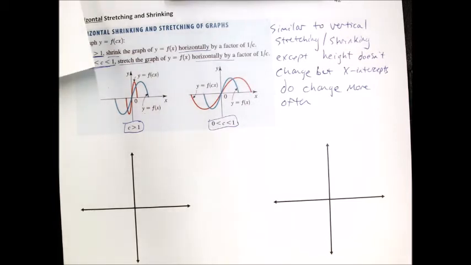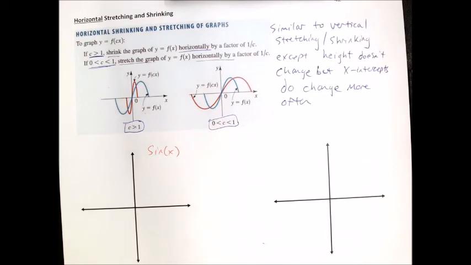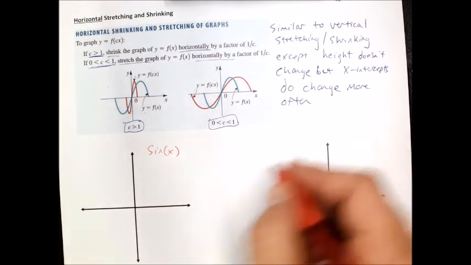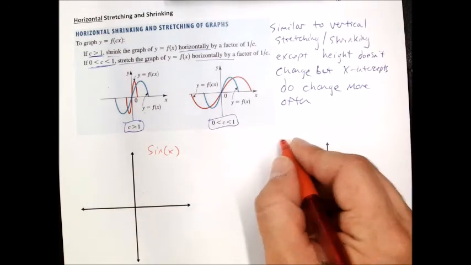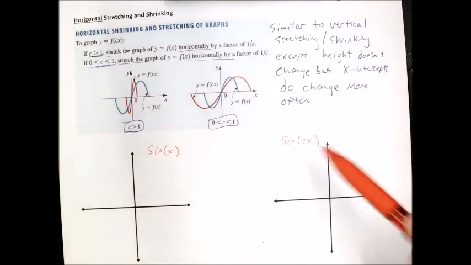I'm going to start by just looking ahead to something in the trig section, which is the sine graph. I know we're not talking about this yet, but it's really nice to see a horizontal shrink in a sine graph. So I'm going to draw sine of x on this page, and then I'm going to draw sine of 2x on this one.